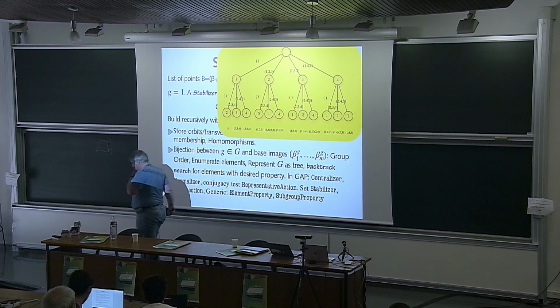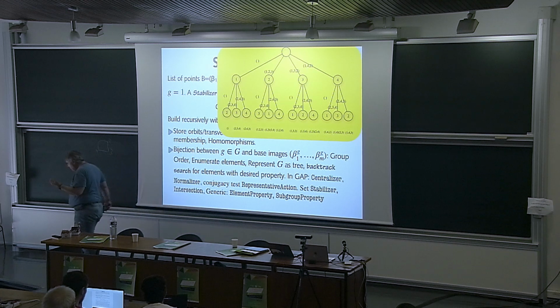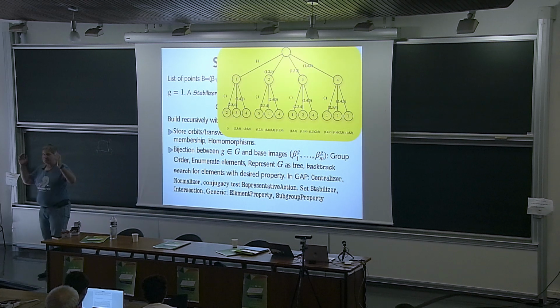So, for example, if you are looking for elements which centralize the permutation (1,2), the two-cycle of the points 1 and 2, yeah? You can ask, where is the point 1 moved? If the point 1 is moved to 2, the point 2 can only be moved to 1. Otherwise, that element will not centralize (1,2). Yeah, then that's basically the pigeonhole principle or so.